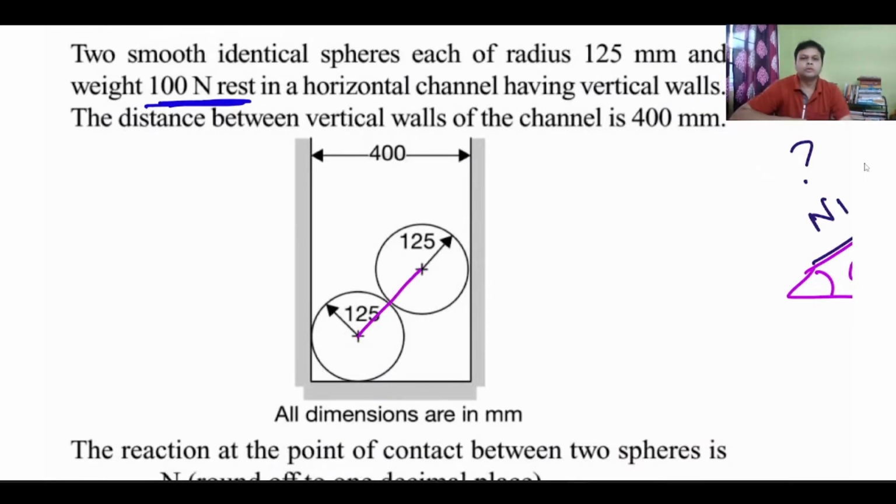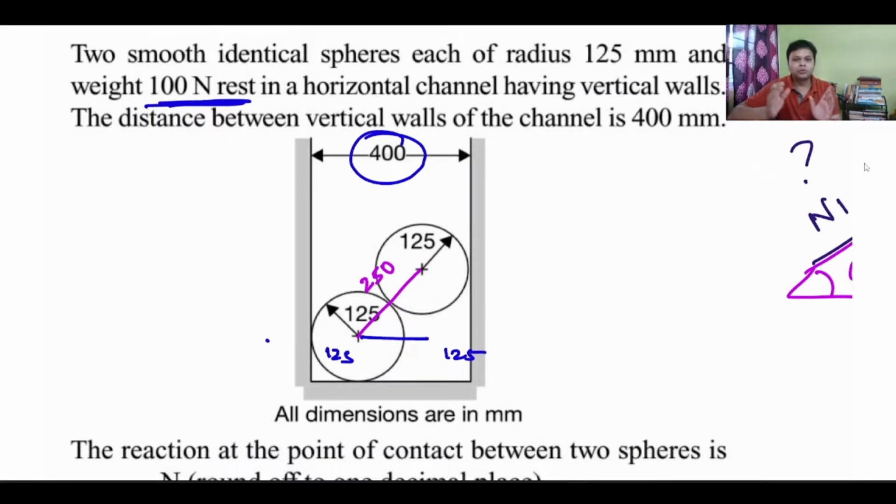Do I know this distance? Yes, this is the sum of the radii of the two spheres, 125 plus 125. So I can say this is equal to 250. Right? Now, can I know this distance? Again, the total distance is given as 400. From this side to this side, this is 125. From this side to this side is 125.